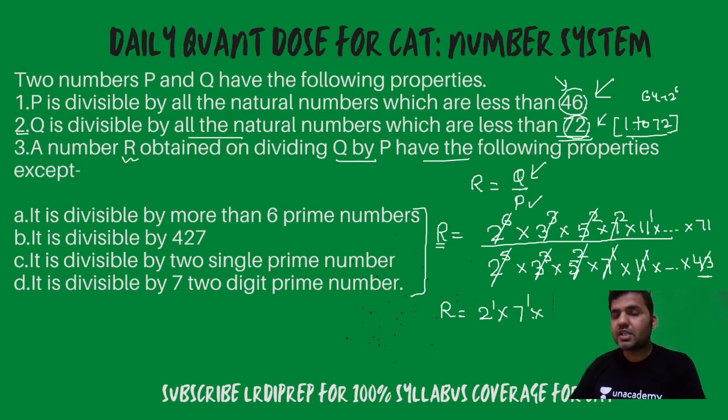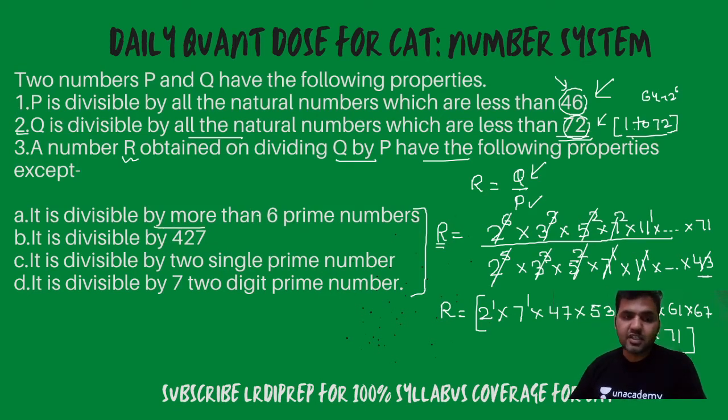So after 43 till 77, still 71, the prime numbers left would be: after 43 the next prime number is 47. Then you have 53. After 53 the next prime number would be 59. Then the next prime number is 61, then 67, and the last prime number would be 71. So this number R will definitely have these prime numbers. Right now let's see which of the following properties follow and which will not follow.